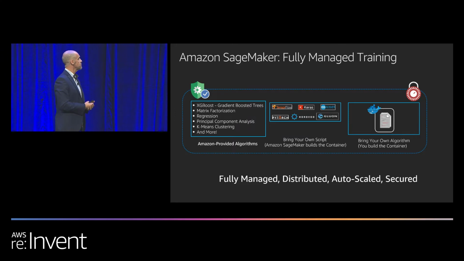Popular ones include XGBoost, matrix vectorization. You can read the list. Those algorithms are built so that we do all the work. You bring your data, you set some parameters, and you go.